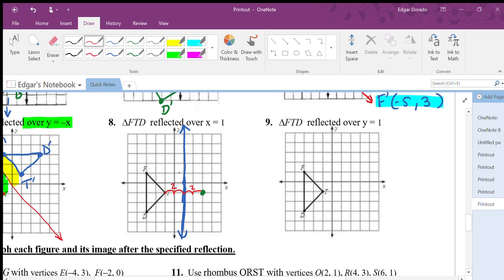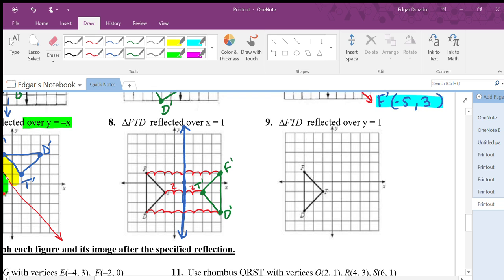New point. And finally, those are all my new points. Now I just have to go ahead and name them correctly. This is F prime. This is T prime. And this is D prime.